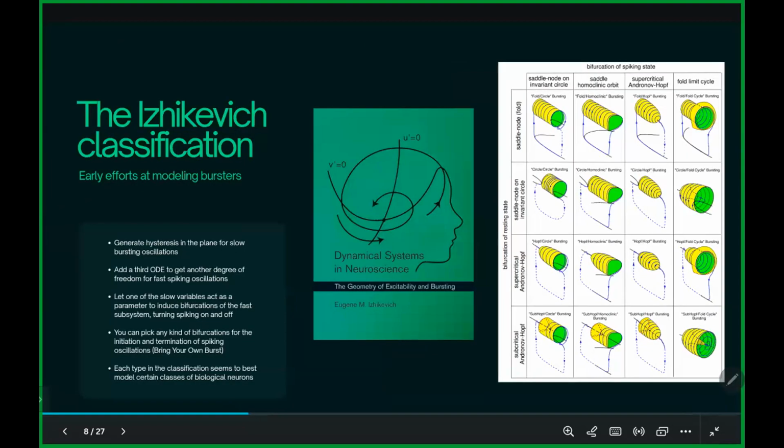So this was a pretty big result in neurodynamics. Like we got a complete classification for bursters. And bursting is essentially the most complex type of behavior that a neuron can do, really, in the soma anyway.